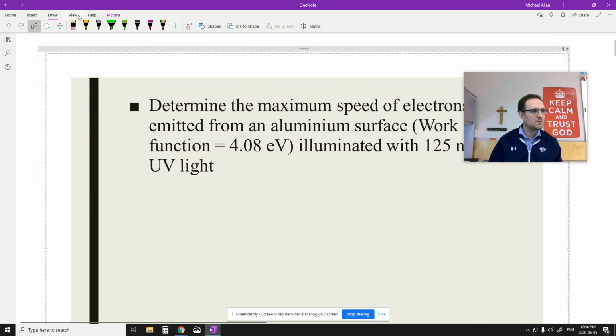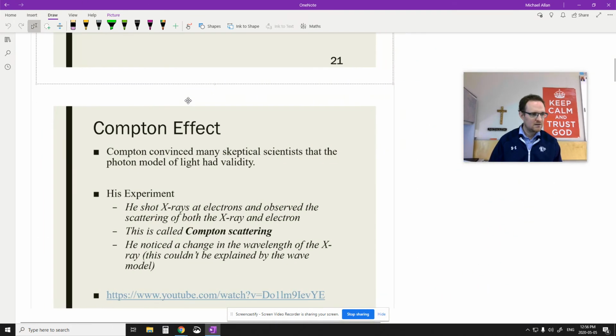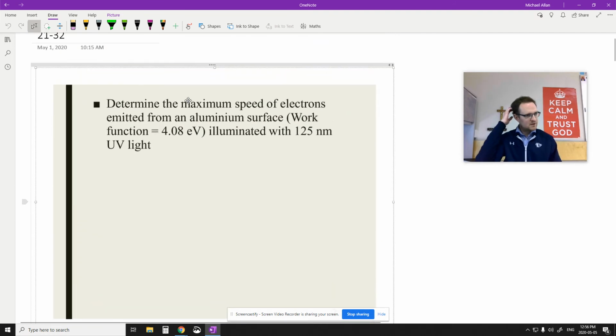Let's do a few more here. Let's do one more. So we determine the maximum. This is the same thing I was talking about in the previous question. Determine the maximum speed now.